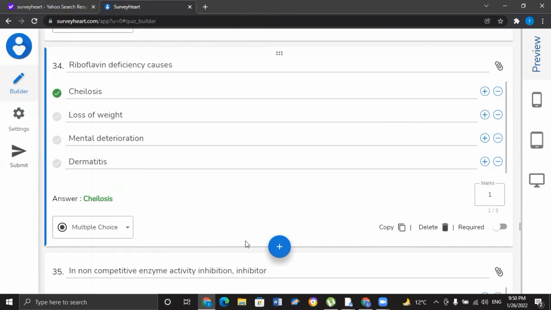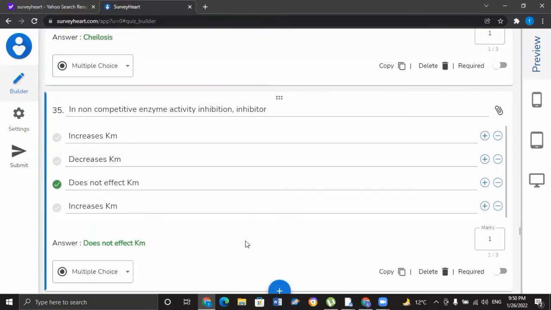So the correct option for MCQ number 34 is A, chelosis. In non-competitive enzyme inhibition, the inhibitor... हाँ जी, अच्छा, non-competitive enzyme inhibitor क्या होता है? It is the inhibitor that actually attaches to the enzyme at a place other than the active site.